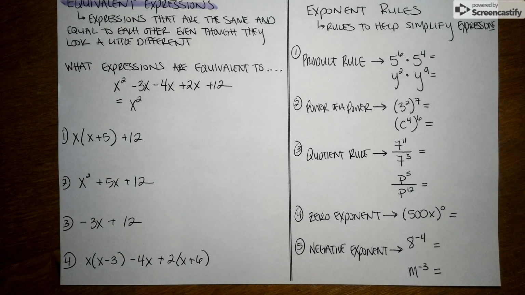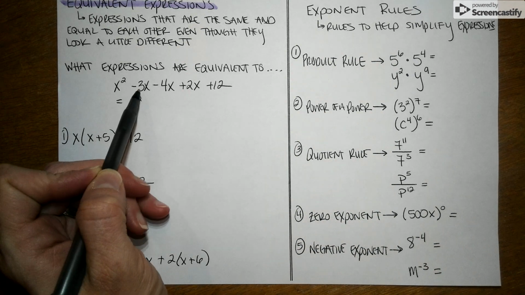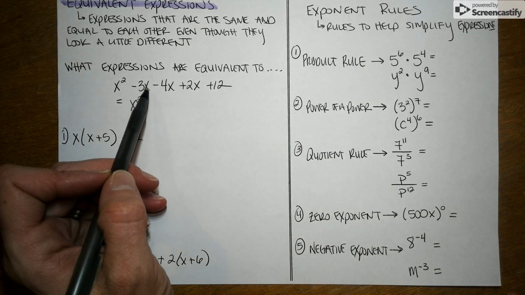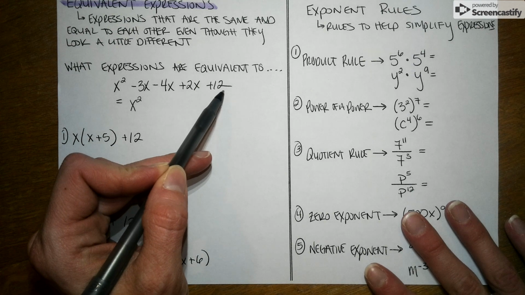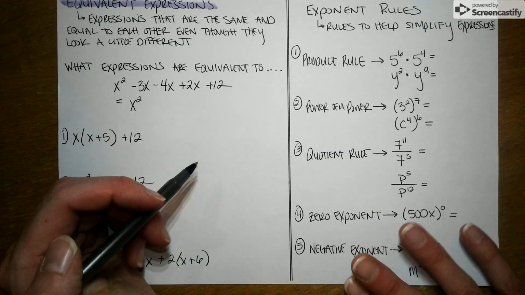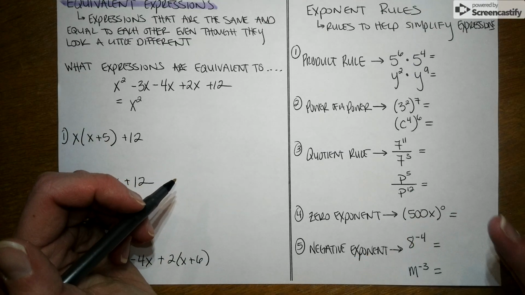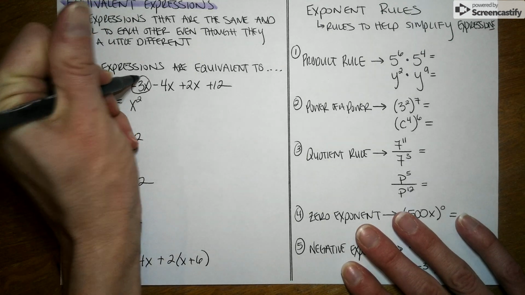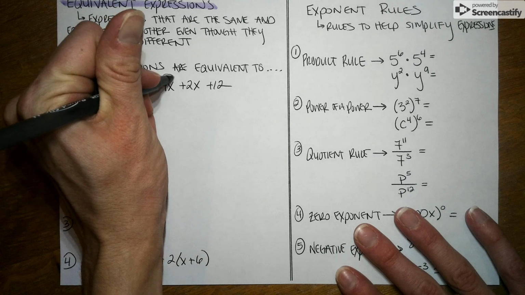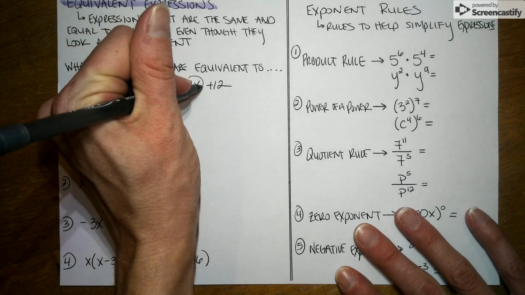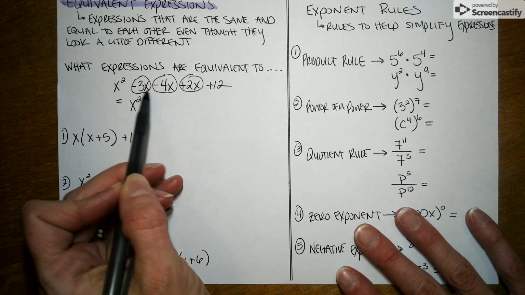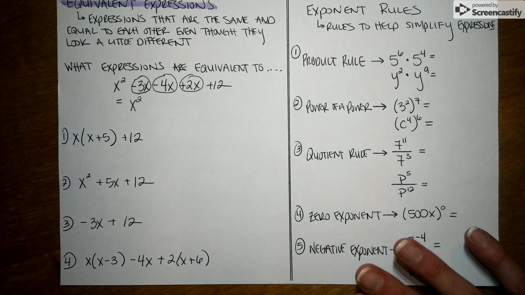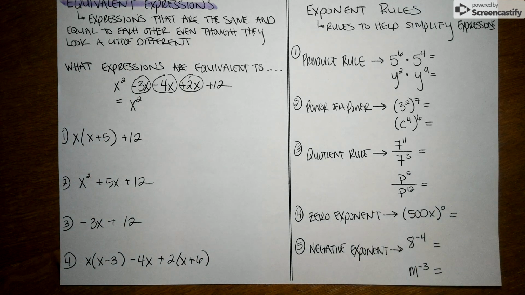because nothing else can be combined with it. I then notice I have a negative 3x as my second term. And when I scan to my last 3 terms that follow, I notice some of the other terms have x's. So those must be the terms I have to combine. Therefore, I'm going to circle negative 3x, negative 4x, and a positive 2x. These 3 terms have the variable x in common. Therefore, I can combine those values.